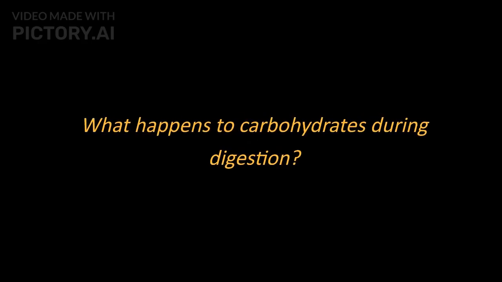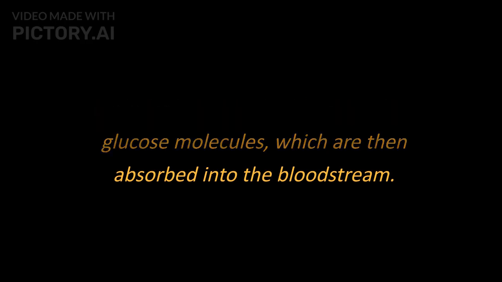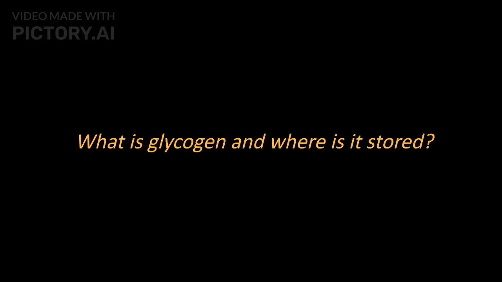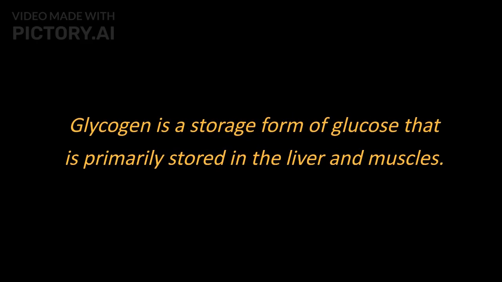4. What happens to carbohydrates during digestion? Carbohydrates are broken down into glucose molecules, which are then absorbed into the bloodstream. 5. What is glycogen and where is it stored? Glycogen is a storage form of glucose that is primarily stored in the liver and muscles.